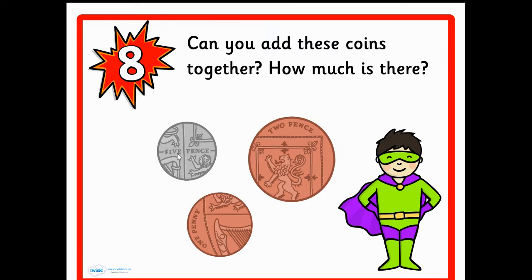Let's have a look. This one says 5 pence. This one says 2 pence. And this one says 1 penny or 1 pence. Now, if you add these coins together, remember this is a 5, this is a 2, and this is a 1. We could write it as a sum, or we could work it out in our head, couldn't we?